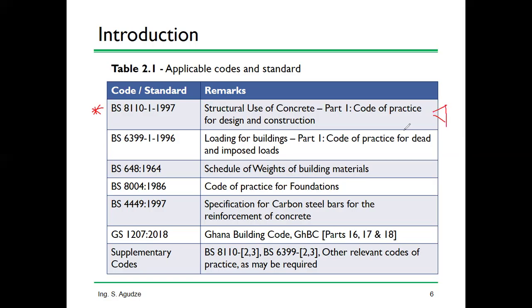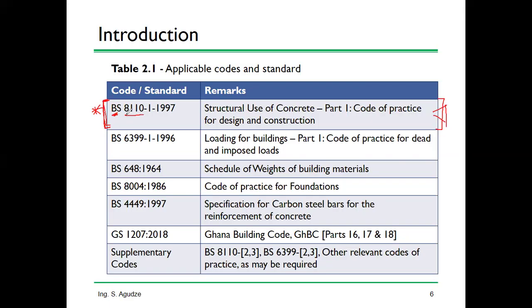Any corner printing. Again, this code is what you are going to use in the exam hall. You need the code. Without the code, you can't even do the exam. So it's important to know. Just like you are using SMM7 for measurement. So this code here, the BS means British Standard.